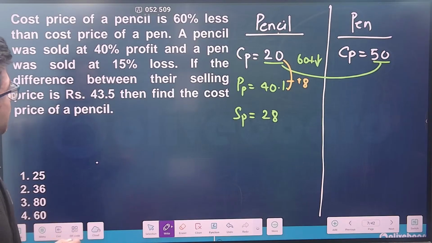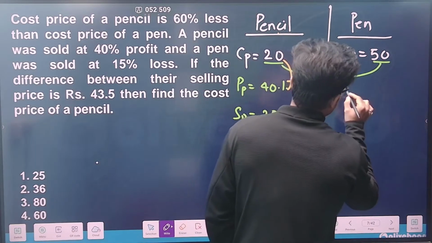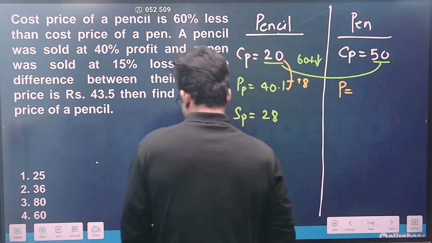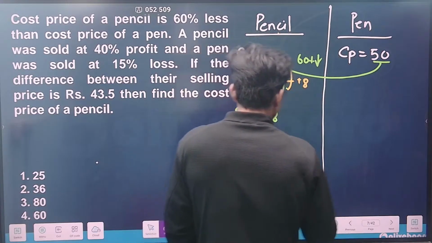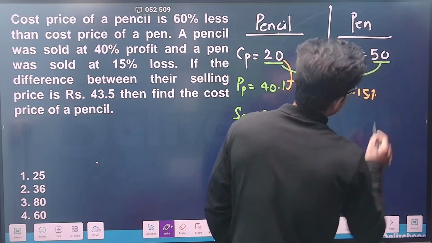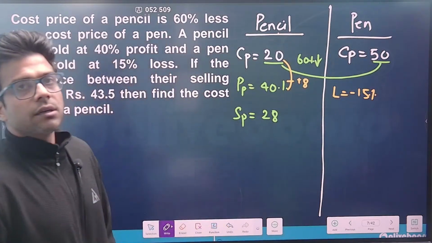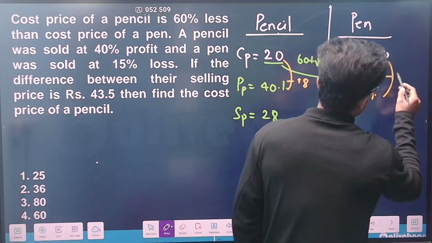Now they're saying that the pen was sold at a 15% loss. Loss is of minus 15%. So 15% of this would be how much? Which is 7.5. I would write 7.5.